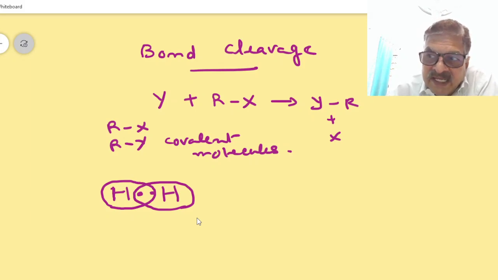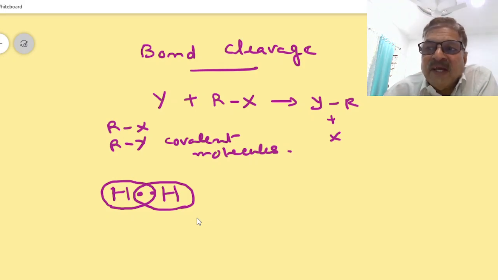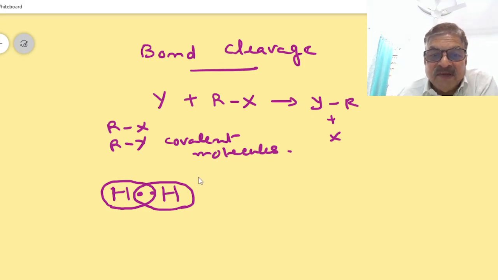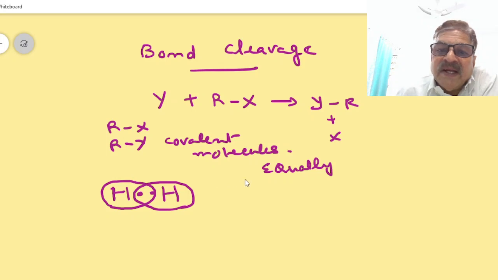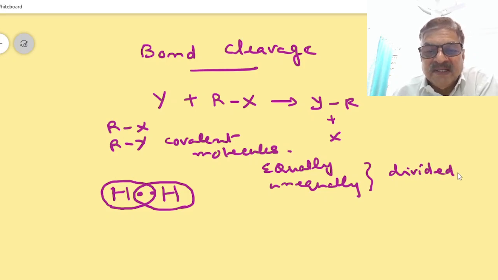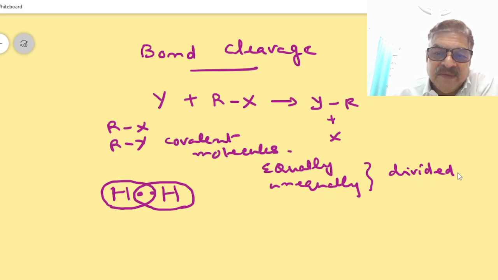Breaking a bond by equally dividing the electrons between the two atoms in the bond is known as homolytic fission, homolytic cleavage, or homolysis. The electrons in the bond can be divided equally or unequally. There are two electrons in the bond, and these two electrons can go either with one atom or with the other atom. We'll explain this now.